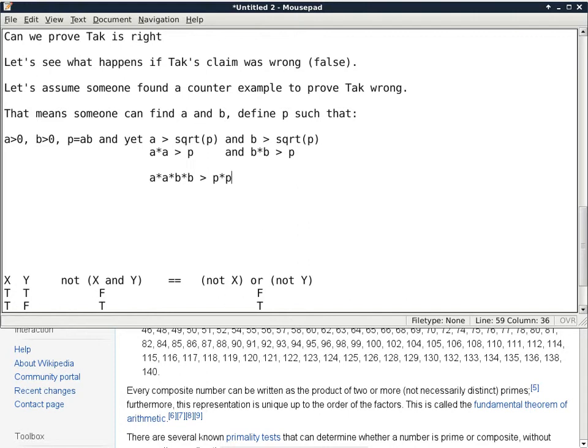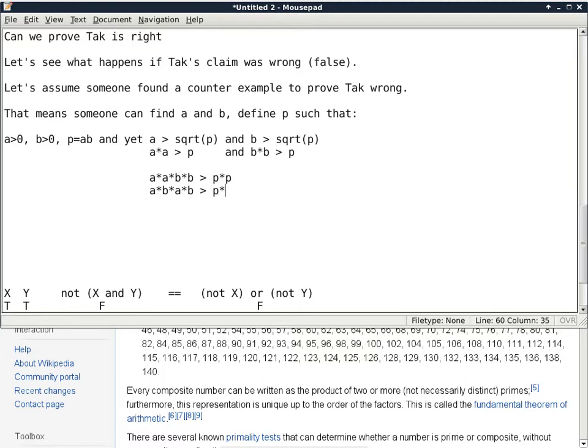I think we have a little problem here, because I can use normal algebra, just using the commutative property, to exchange the order a little bit. But by definition, what is a times b? So now we have p times p being greater than p times p. That's a contradiction, because p times p cannot be greater than p times p.